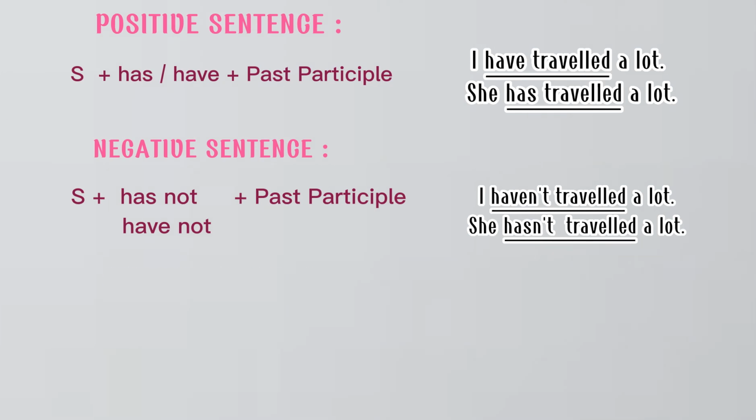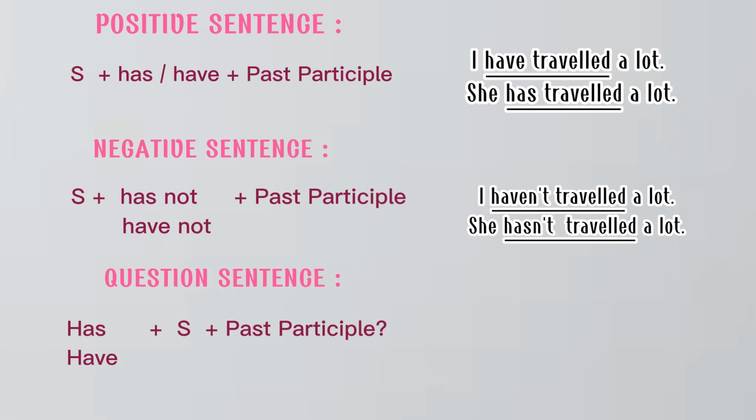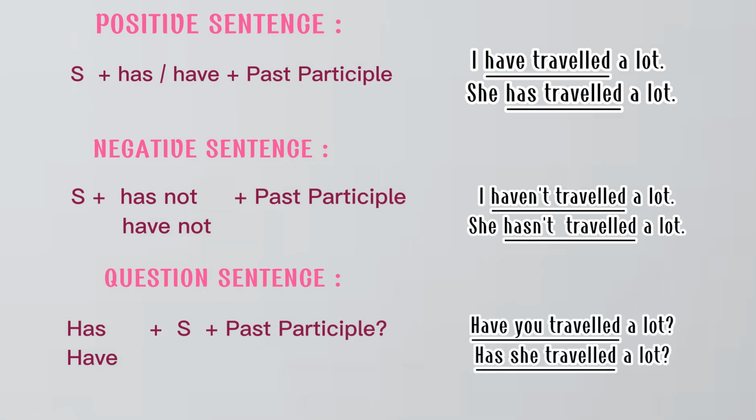And for the question sentence structure, has or have plus the subject plus the PP. Okay, so you interchange the position of the helping verb and the subject. So for example, have you traveled a lot? Has she traveled a lot?